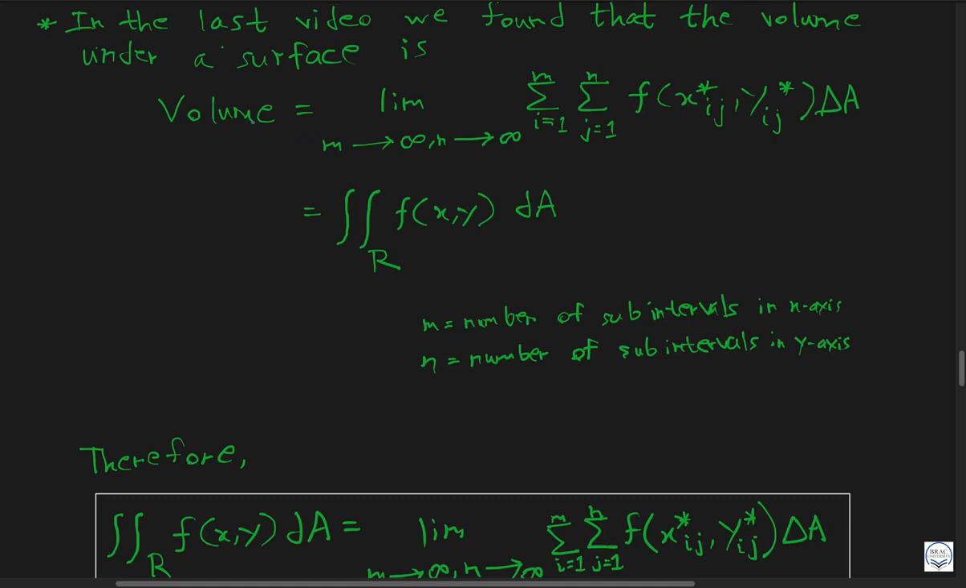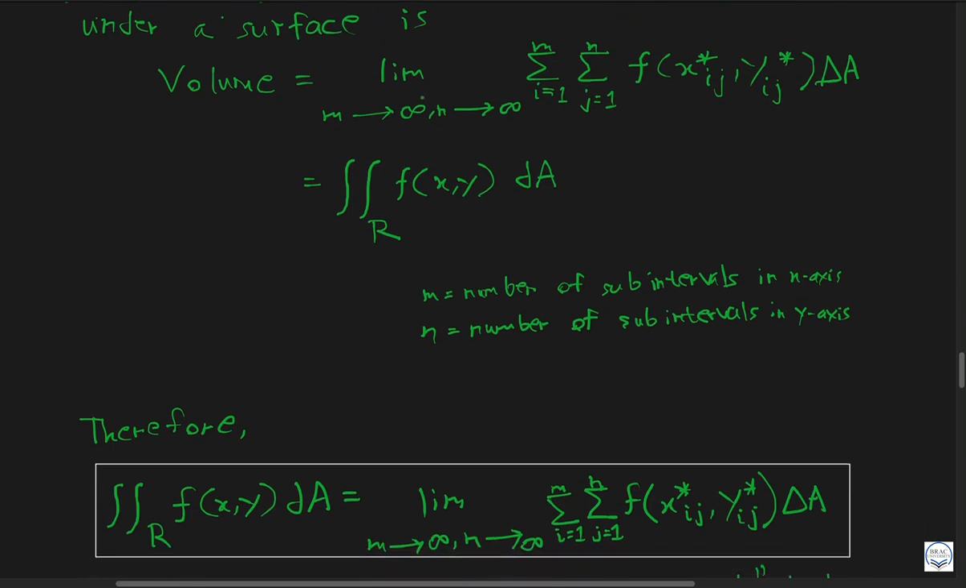We found in the last video that the volume underneath a surface is given by the limit of this particular double sum, where the upper bound of the first sum, m, gives the number of subintervals in the x-axis, and the upper bound in the second sum, n, gives the number of subintervals in the y-axis. And we called it the double integral over the region R of the function f of x times the differential element of the area, which is called dA.